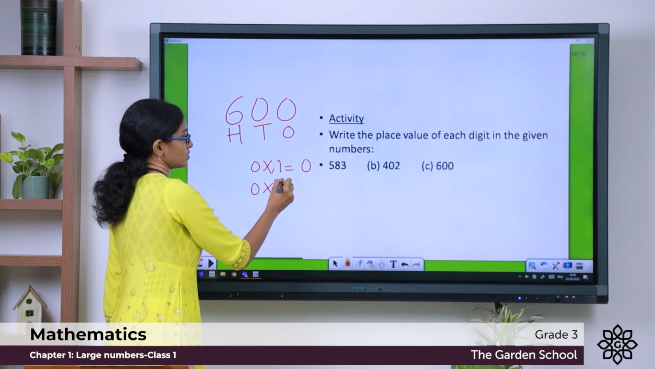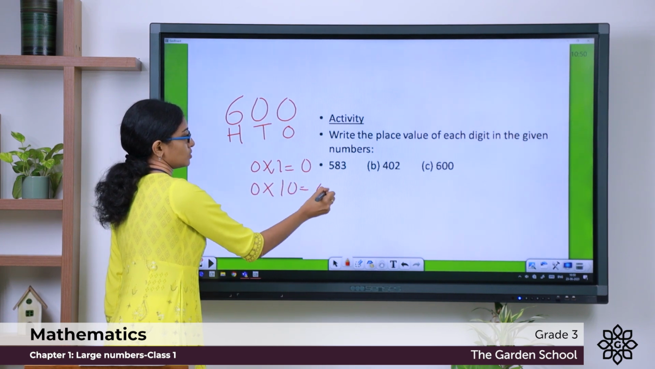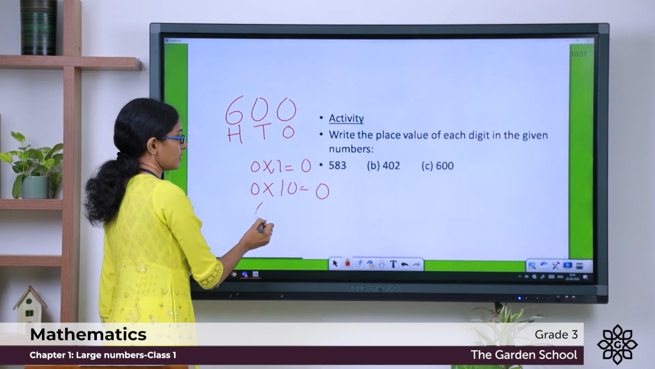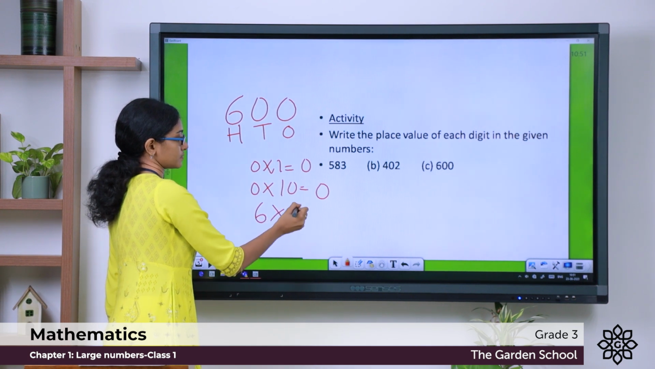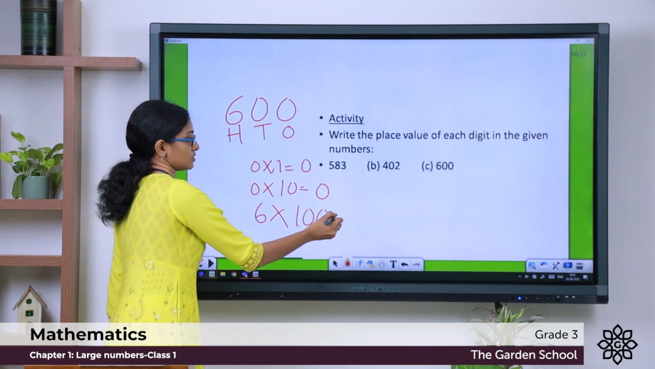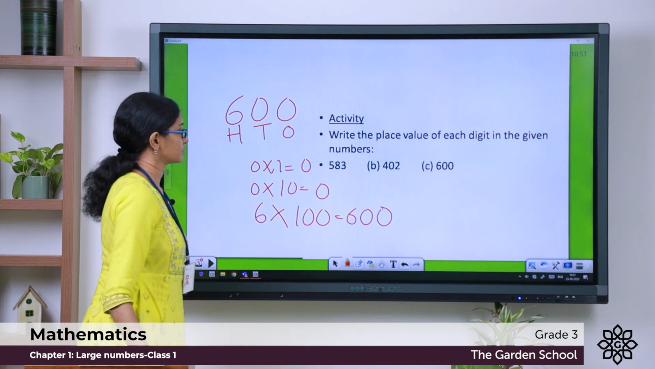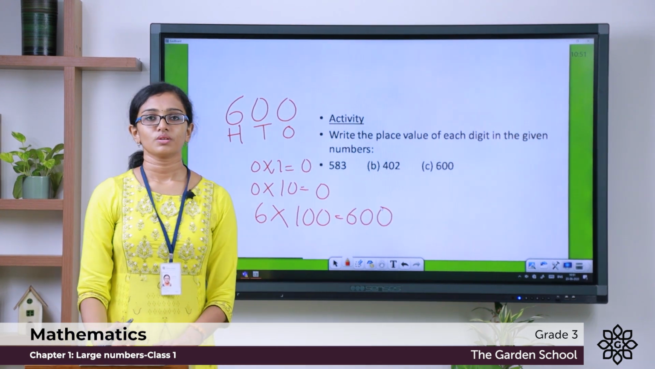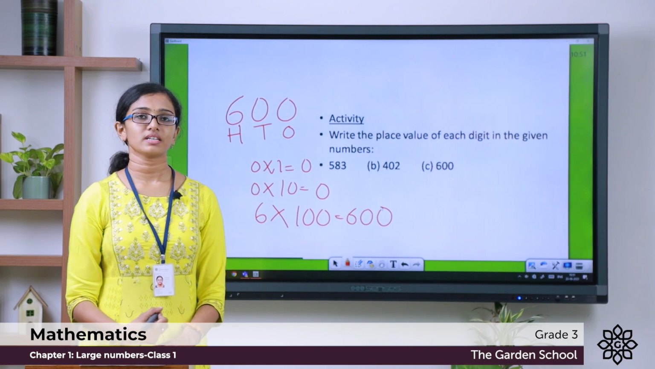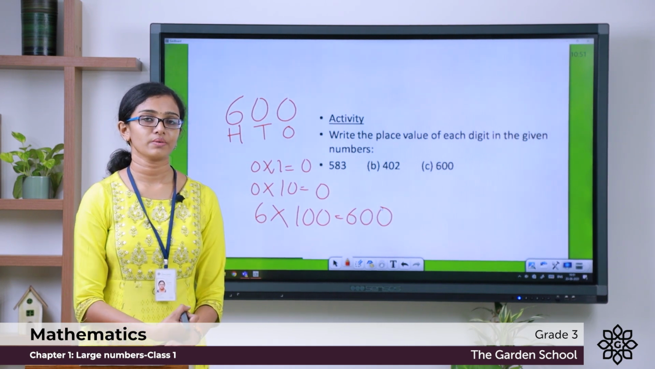0 tens also 0. And in the hundreds place we have 6. So 6 times 100, which is equal to 600. So I hope the answers were correct. So these are the place values of each digit in these given numbers.